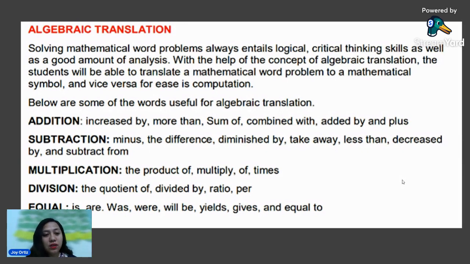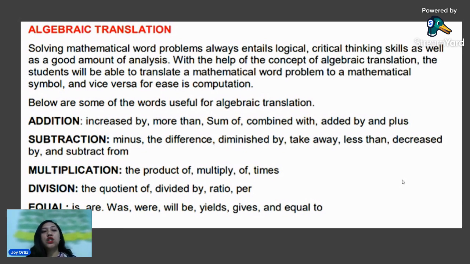For addition, if you will use the words increased by, more than, sum of, combined with, added by, and plus, that's all for addition. For subtraction, if you use the words minus, the difference, diminished by, take away, less than, decrease by, and subtract from, that's all for subtraction.